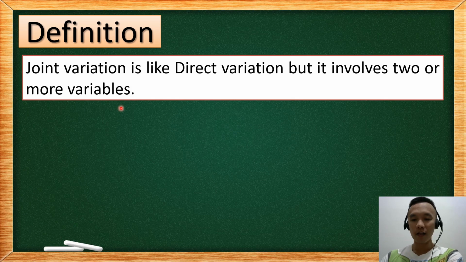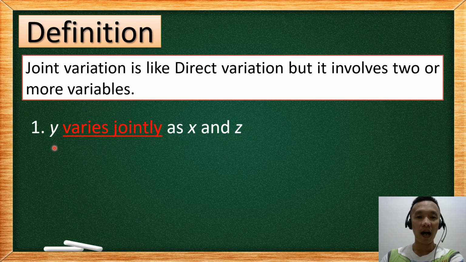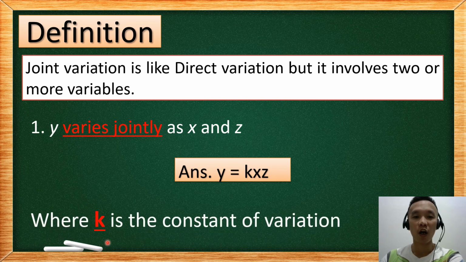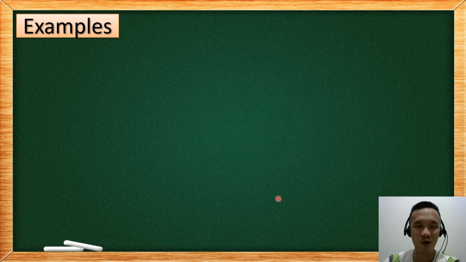So if you have this sentence, y varies jointly as x and z, when you are going to write its formula, it will look like this: y equals k times x times z. And don't forget that our k should always be there because it is our constant of variation. So let us have more examples on how to write the formula for our joint variation.